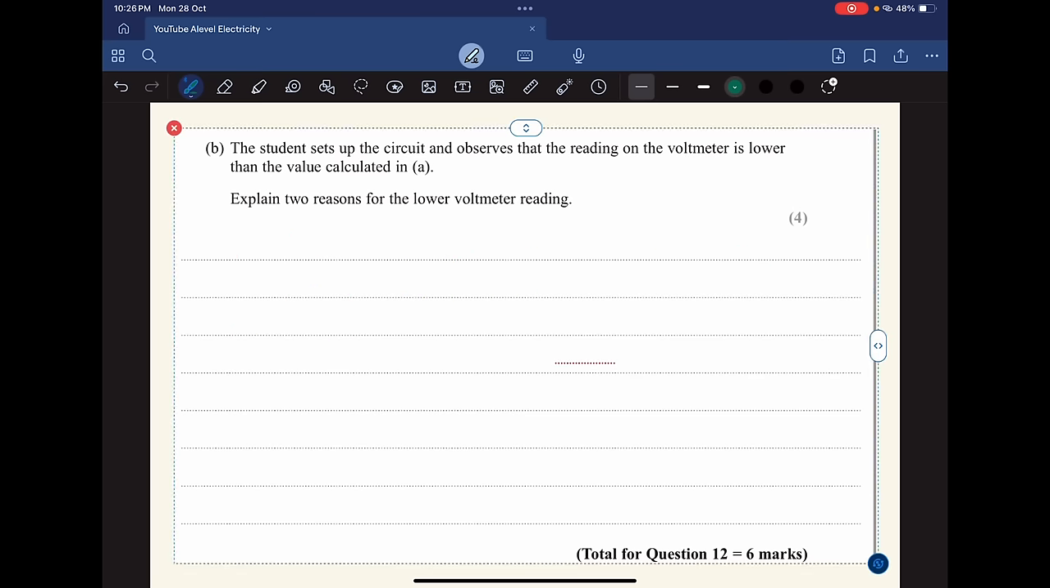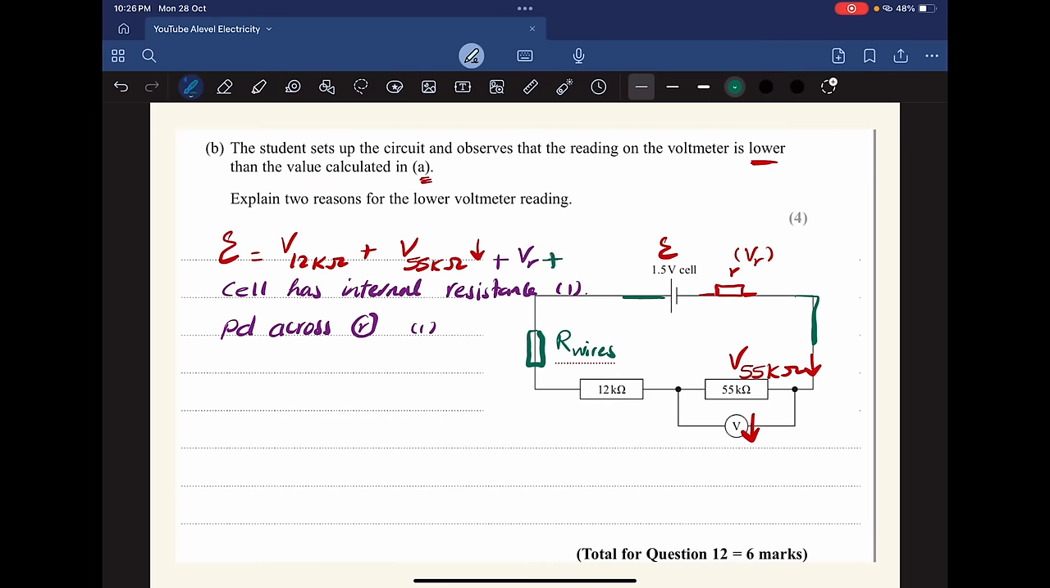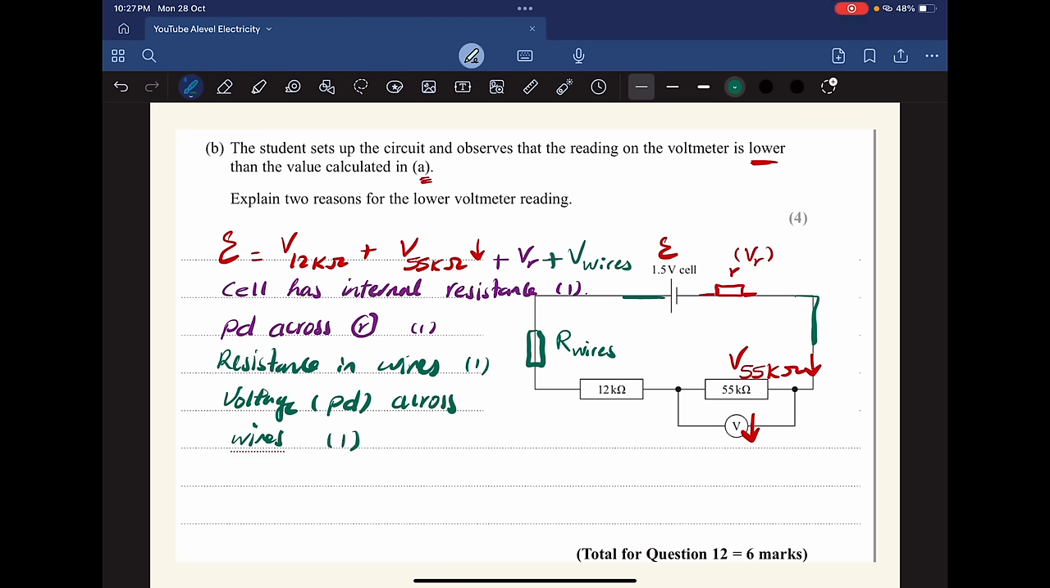And definitely there is a voltage across these wires. I would say V wires. So there is resistance in the wires or in the cable or in the connection, and there is a potential difference across these wires. This is the reason: one mark for the correct reason, and one mark for the explanation. So I think I got 4 marks now.